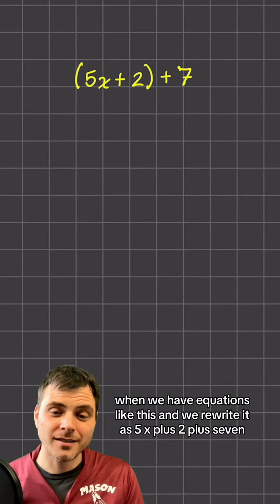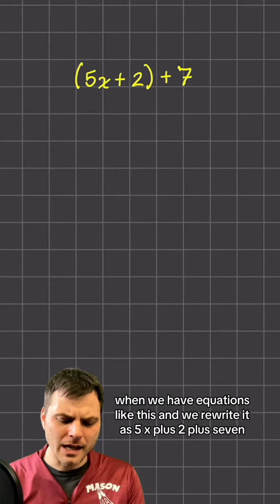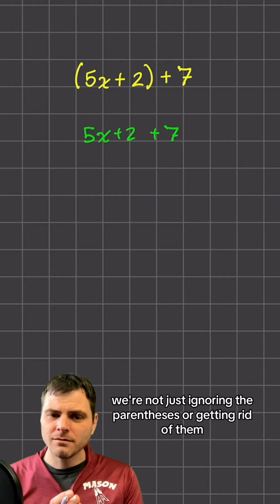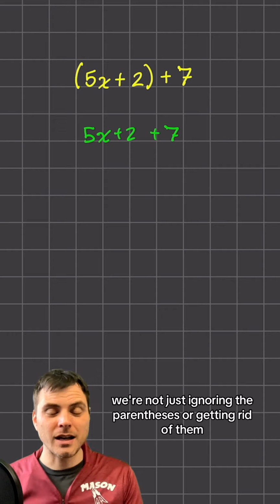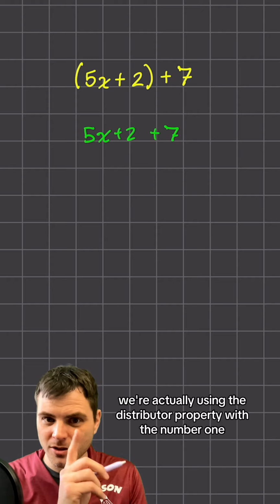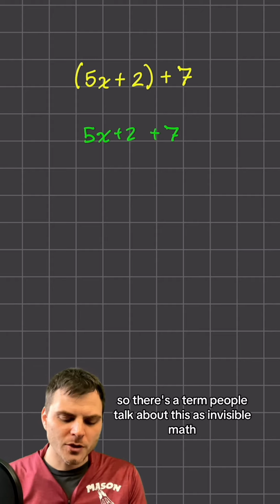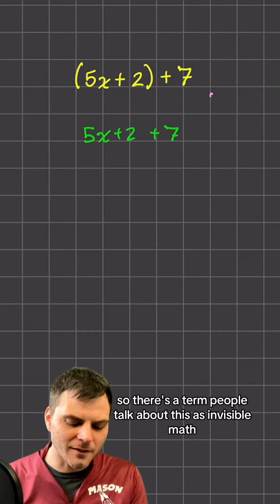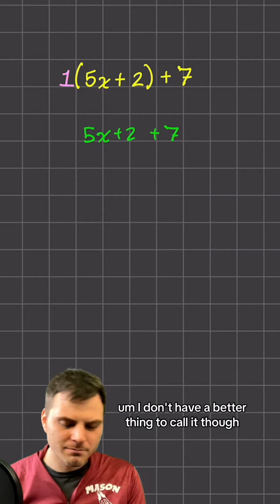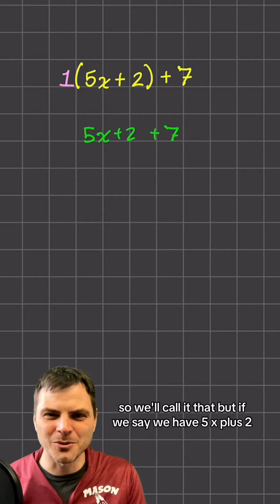When we have equations like this and we rewrite it as 5x plus 2 plus 7, we're not just ignoring the parentheses or getting rid of them. We're actually using the distributive property with the number 1. There's a term people use for this: invisible math. I don't like to call it invisible math, but I don't have a better name for it, so we'll call it that.